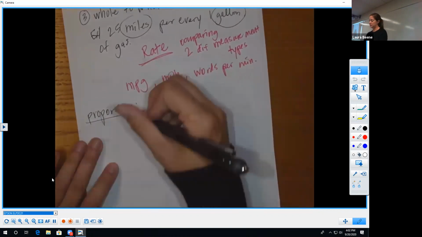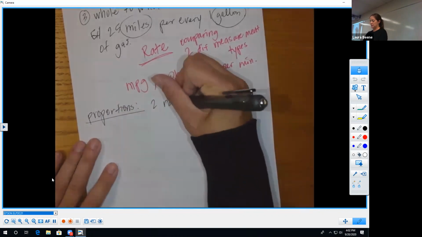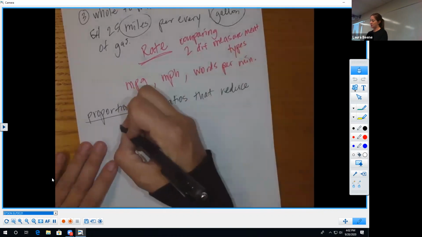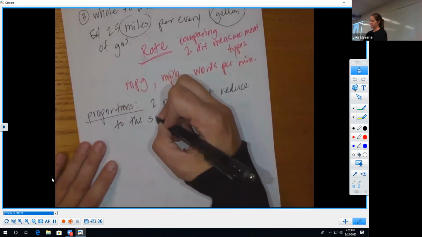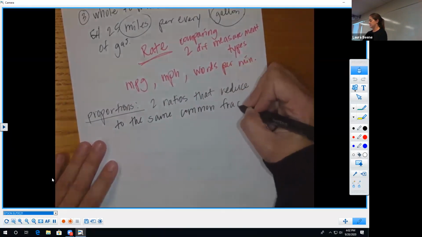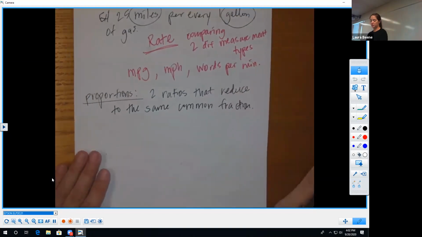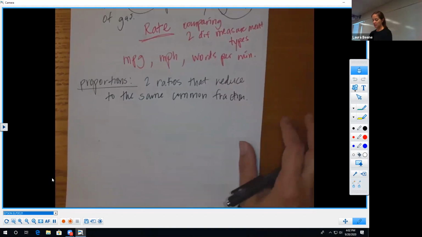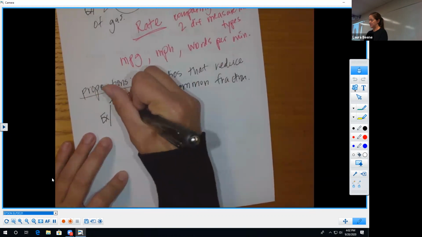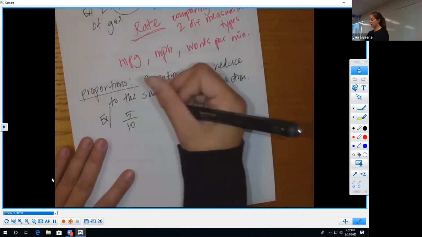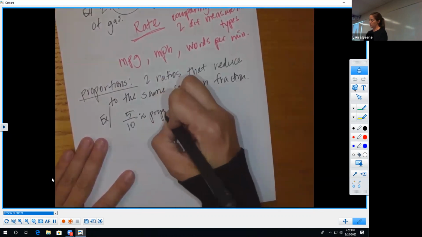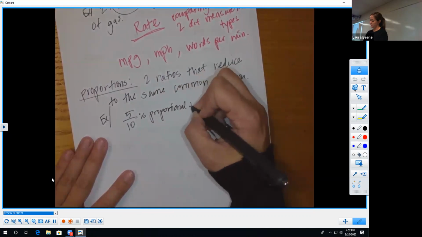Okay, so a proportion is 2 ratios that reduce to the same common fraction. So 2 ratios that reduce to the same common fraction. So for example, we just finished with fractions and decimals. 5/10 is the same equivalent fraction as 3/6. So 5/10 is proportional to 3/6.